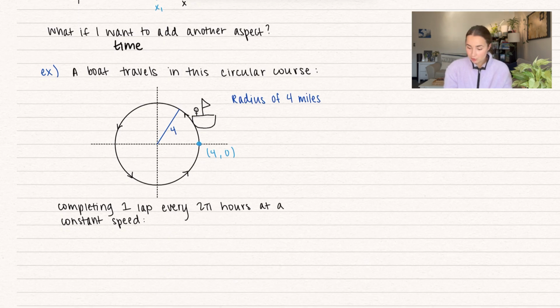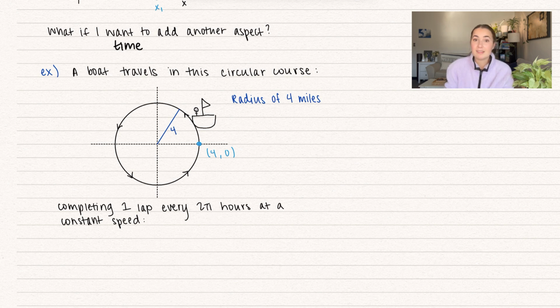We have a boat that travels in a circular course. We can see he's really happy on his boat. It is a circle. They start at the point (4, 0) and they're going around at a radius of 4 miles. And they complete one lap every 2 pi hours. And it has a constant speed. So we have this little guy on a boat. He's just trotting along.